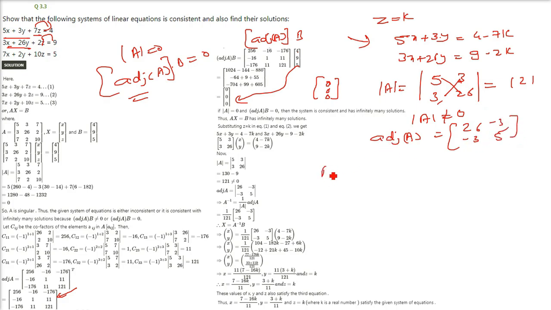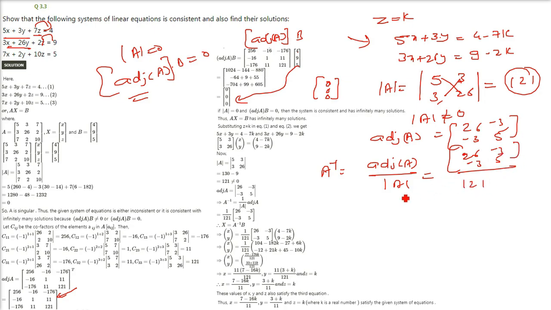What is A inverse? Adjoint of A divided by determinant of A. So this is the determinant of A, 121. This is your matrix and this is going to be A inverse. Now in order to find x and y, A inverse into B, you have to do Ax equals B, x will be equal to A inverse B.